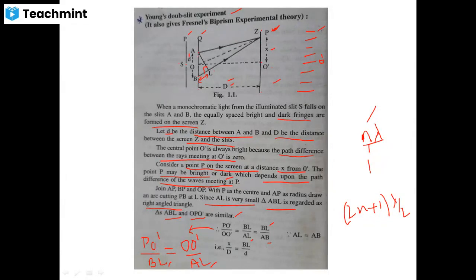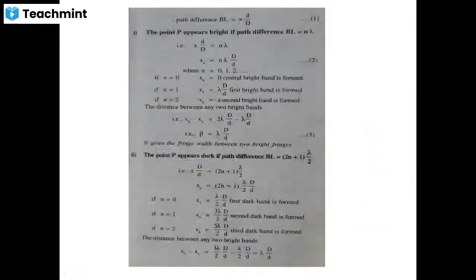So what is the path difference between AP and BP? The path difference is this much. This is the extra path traveled by the second ray. So this BL is going to be the path difference. You can see this BL is nothing but the path difference between the two rays. Therefore, the path difference BL equals X into small d divided by capital D, by cross multiplication. Now we know the path difference: BL equals X into small d divided by capital D.